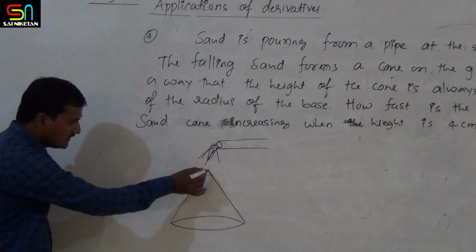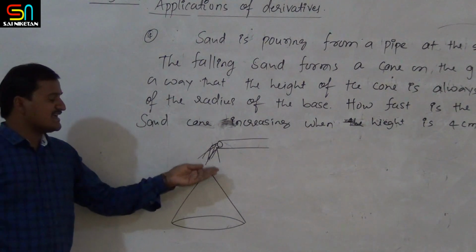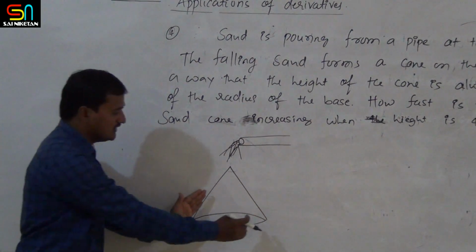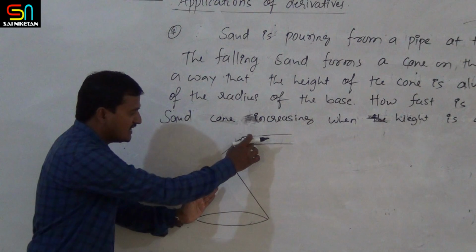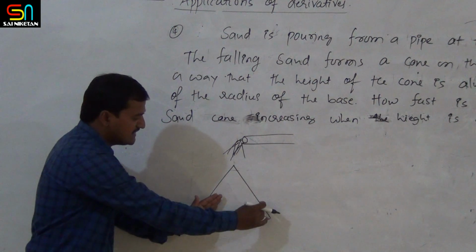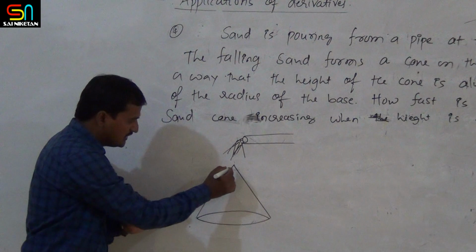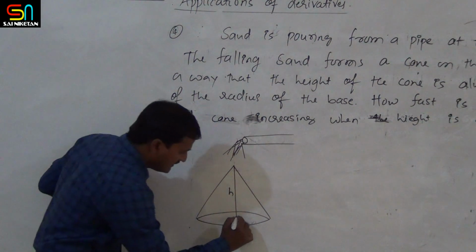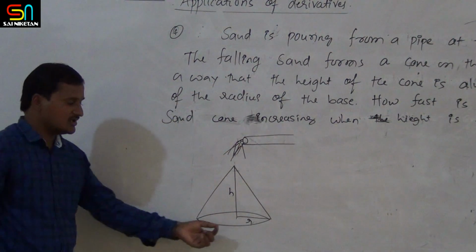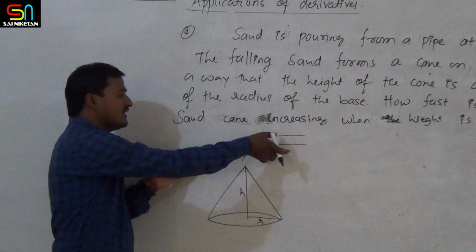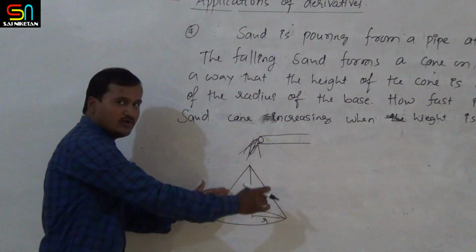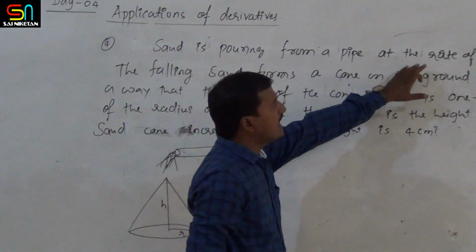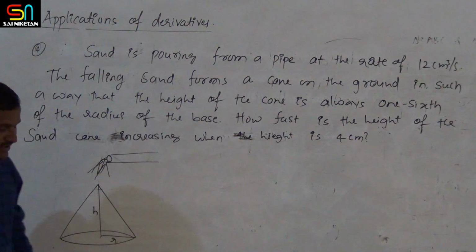So clearly, due to pouring the sand by the pipe, there is an increase in the volume of the sand. So clearly, by pouring the sand by this pipe, there is an increase in the volume of this cone. So this is the height of the cone, and clearly it is the radius of the base. Right? So clearly, sand is pouring from a pipe at the rate of 12 cubic centimeter per second.